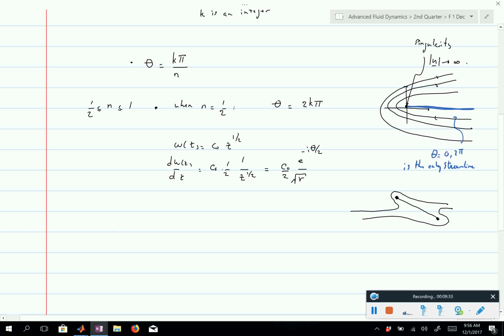Okay. And so for any n between 1/2 and 1, you will have two streamlines, and it will look like this, right? So if n was a bit larger than 1/2, you would have two. You can convince yourself of that, and I'll show you how they look. They would look like this. You would have one here. Remember, theta equals 0 is always a streamline.